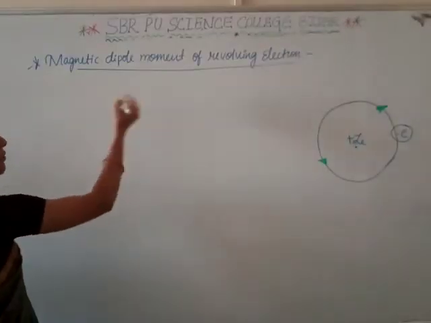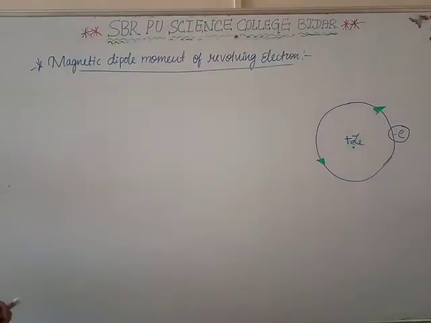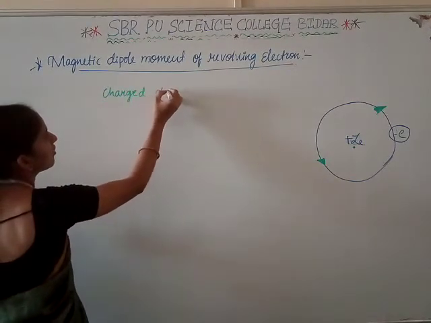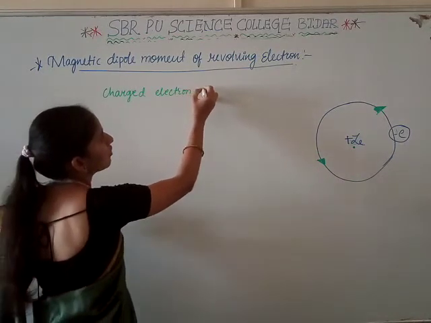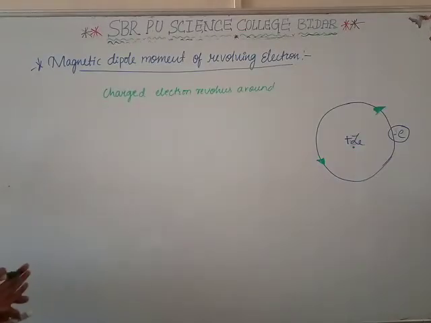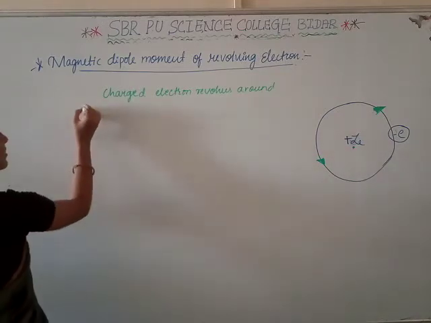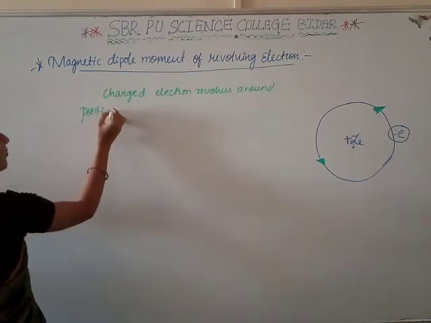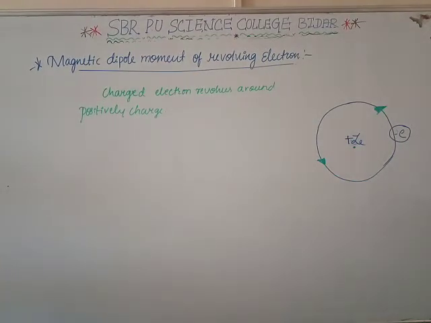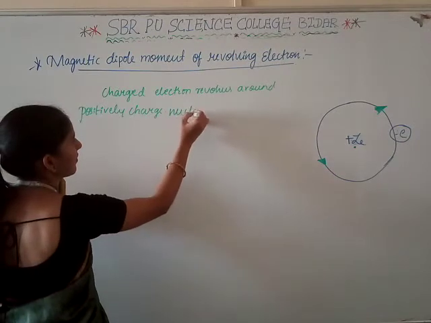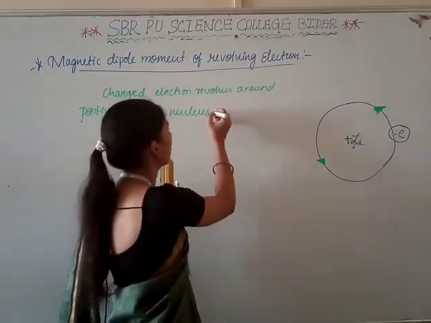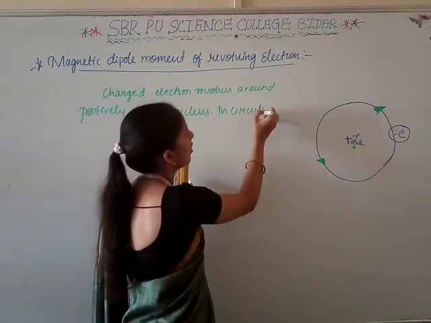According to Bohr's atomic model, the charged electron revolves around the positively charged nucleus in a circular orbit.